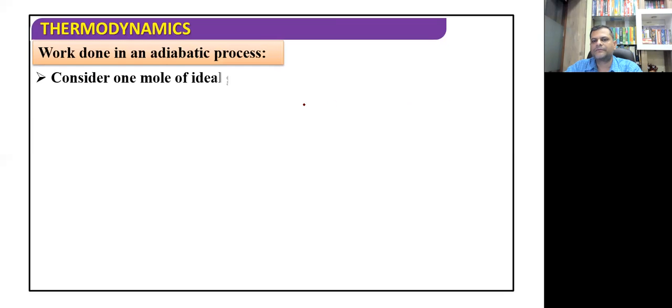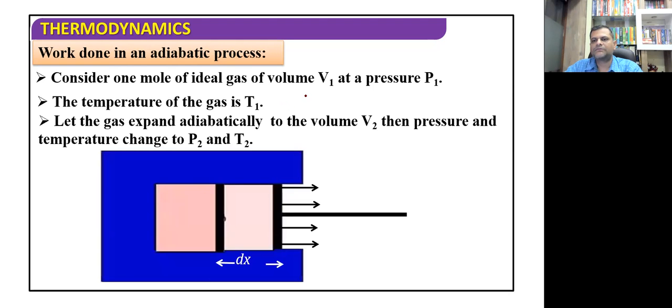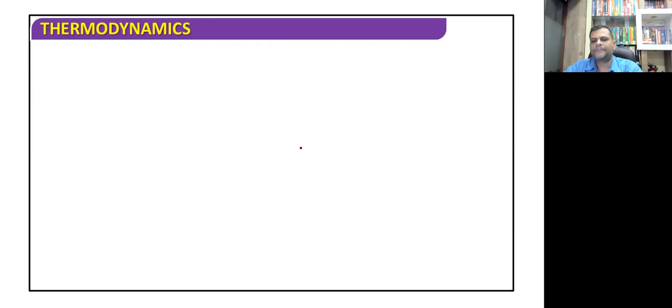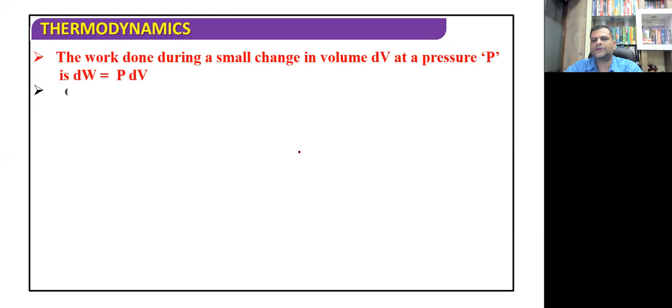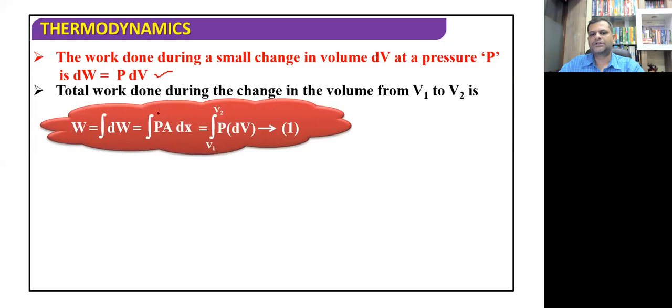See here, we'll see it in the fast view because already we have done this derivation in the regular class. Suppose that V1 and P1 are the initial pressure and volume and T1 is the initial temperature. P2, V2 and T2 are the final pressure, volume and temperature respectively. Then the work done in a small step will be P into dV. But since the pressure is going to be variable, the total work done can be obtained by integrating P dV between the limits V1 and V2. Remember.